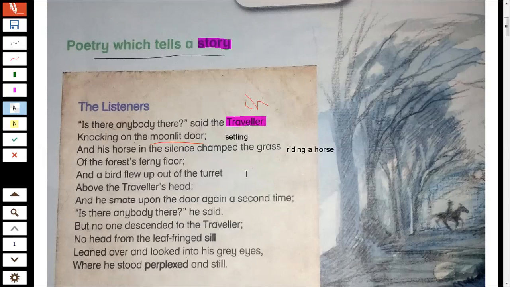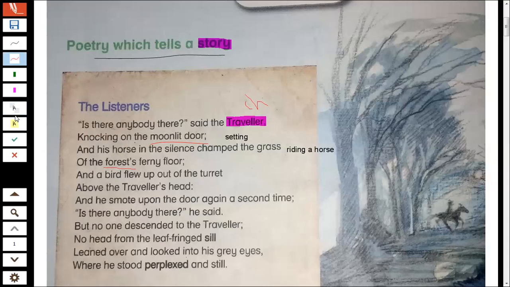"His horse in the silence champed the grass." What is the meaning of champ the grass? Champ the grass means when you eat things while making noises and chewing the grass. So this image shows that his horse is not caring about anything. Actually, it is very relaxed, just eating and chewing. "Of the forest's ferny floor," that is another part that completes the setting. So now I know where he is.